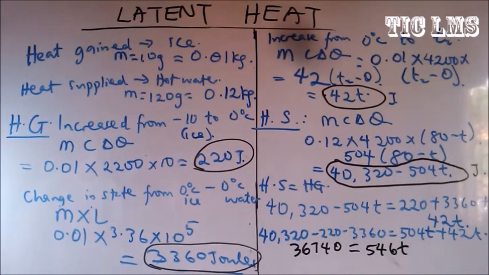That is this side, and then we add this and this, we'll have 546T. So when we make T the subject of the formula and we divide both sides by 546, we'll be left with T equal to 67.29 degrees Celsius. So 67.29 degrees Celsius is going to be the final temperature of the mixture at the end of this experiment.